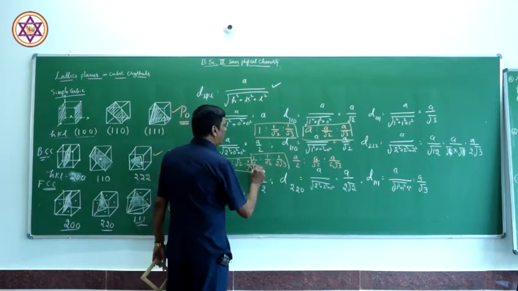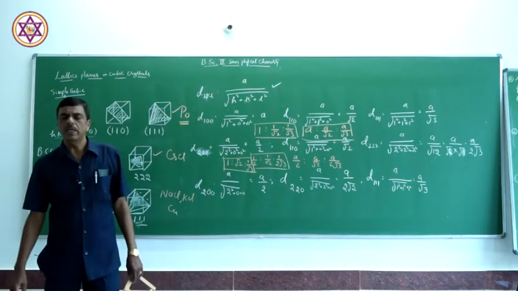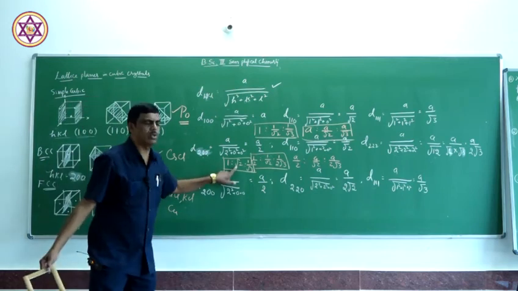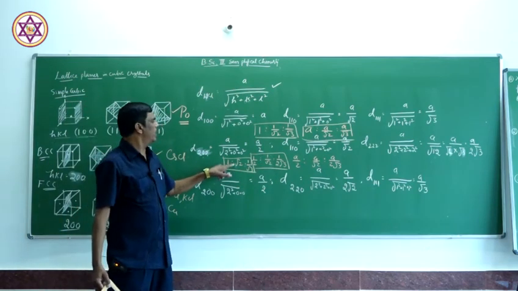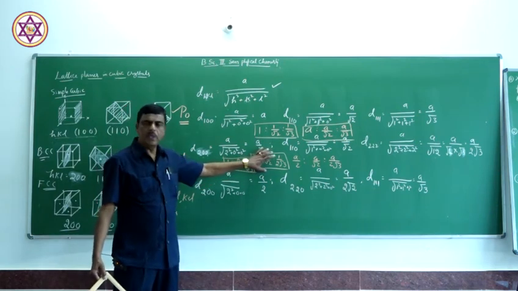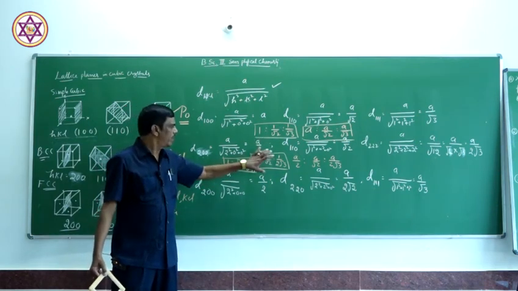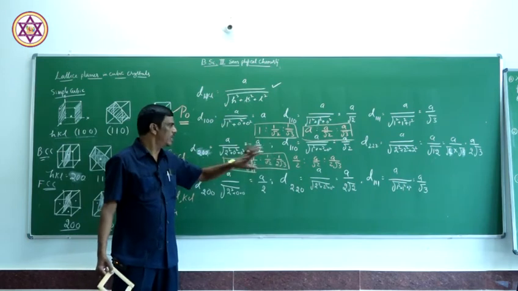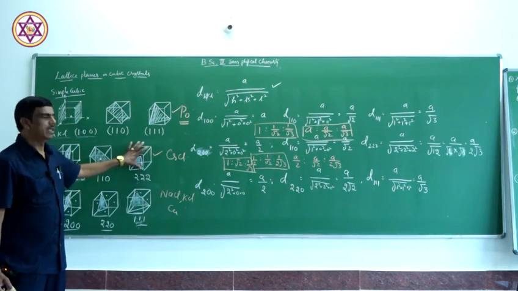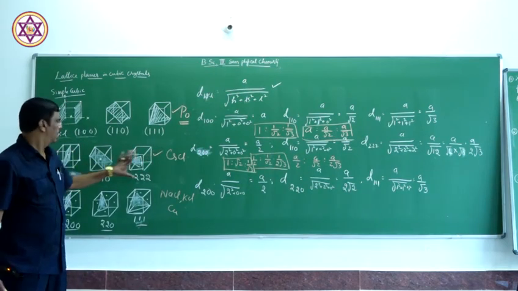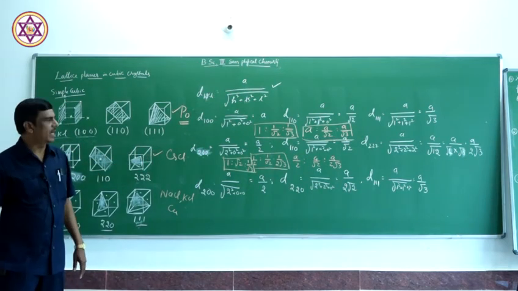So, if the interplanar distance ratio in different directions satisfies these ratios, 1 by 2 is to 1 by root 2 is to 1 by 2 root 3, or 1 is to root 2 is to 1 by root 3, then definitely we can say that the solid exists in this body centered cubic lattice.